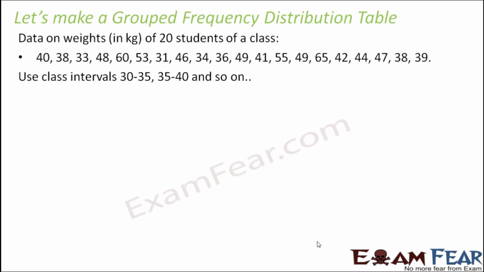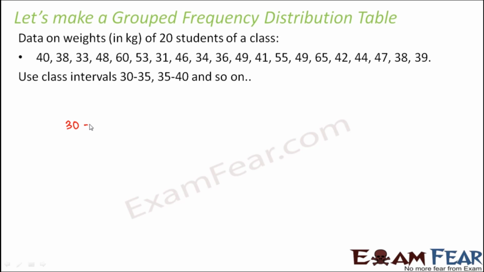So now that we have understood grouped frequency distribution table, let us try to make a grouped frequency distribution table. So data on weights of 20 students of a class are given. So use class intervals 30 to 35, 35 to 40 and so on to make a grouped frequency distribution table. Now looking at the class intervals which are given, can you tell me whether it is exclusive or inclusive? So what kind of class intervals are given?